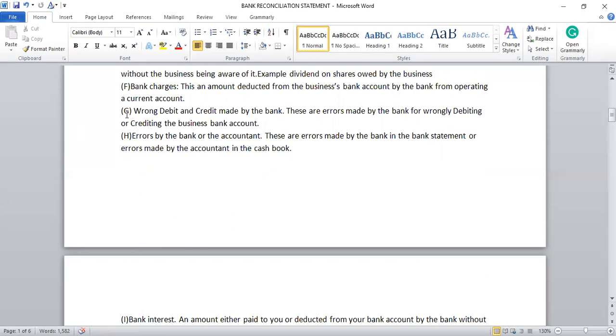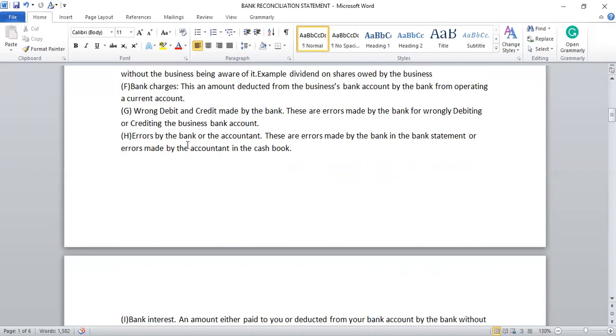So you go to G. That is wrong debit and credit made by the bank. These are errors made by the bank for wrongly debiting or crediting the business bank account. So at times the bank may wrongly credit your account or debit your account, when I have not received the amount to be credited in the bank account, or we have not withdrawn the amount to be debited in the bank, but the bank mistakenly does that. That is the wrong debit and the wrong credit.